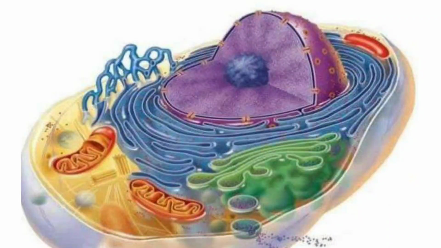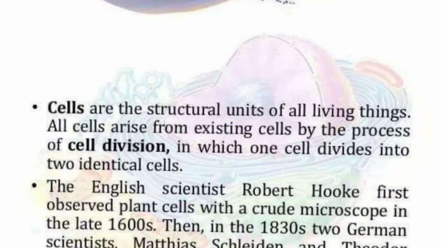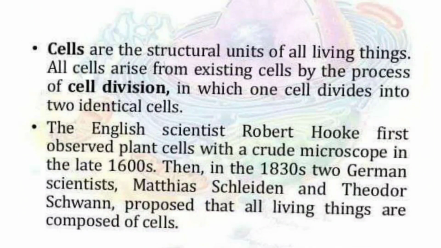Dear friends, today we will discuss the anatomy and physiology of cells. Cells are the structural units of all living things. All cells arise from existing cells by the process of cell division, in which one cell divides into two identical cells.